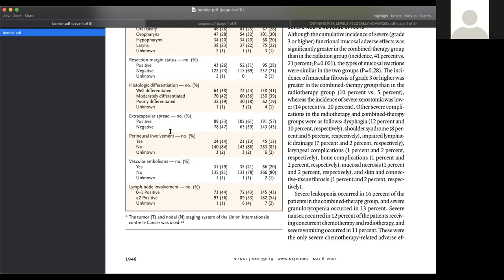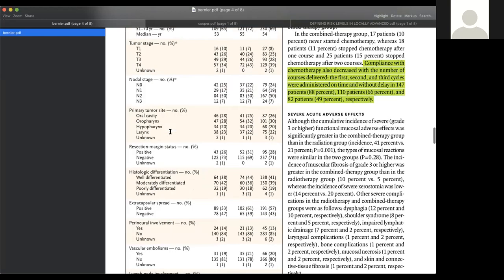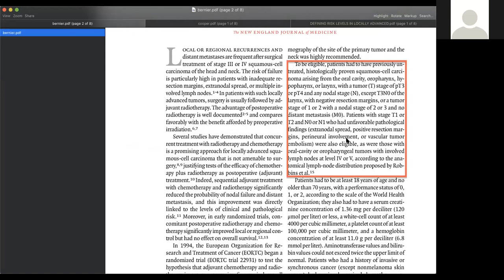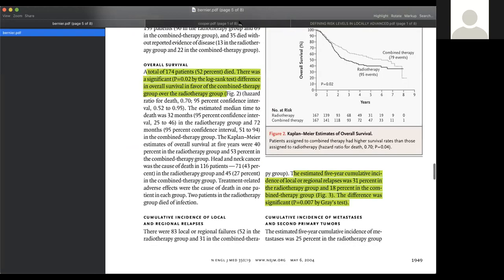So from this paper, we can understand that patients who have stage 3, stage 4 disease, patients who have head and neck primaries, patients who have advanced tumor stage, who have extranodal spread, positive section margins, perineural invasion or vascular embolism, all benefited by the addition of chemotherapy to radiotherapy, and this affected the progression-free survival and the overall survival, but not the metastatic control.